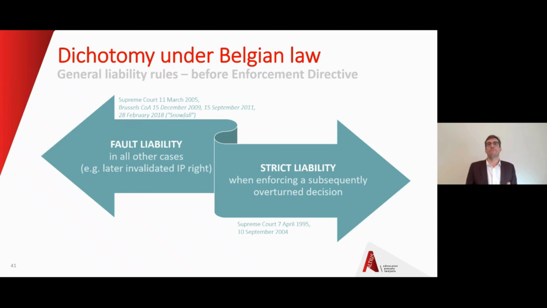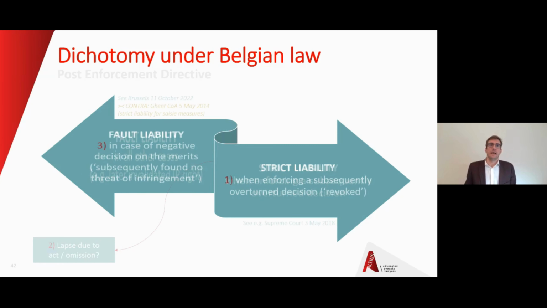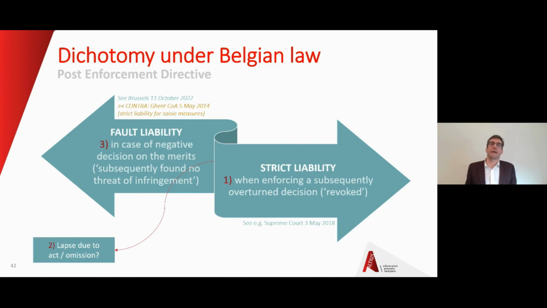There was a strict liability when enforcing a subsequently overturned decision, a CISI decision, a PI decision confirmed by the Supreme Court. And on the other hand, there was fault liability in all other cases. For instance, if you had obtained a PI on the basis of an IP right that was later invalidated, or if you had obtained a CISI, even in a final manner, confirmed by the Court of Appeal, on the basis of an IP right that was later invalidated. Again, this was also confirmed by the Supreme Court, but in various decisions as well by the Brussels Court of Appeal. And then the enforcement directive enters into force and we get new decisions.